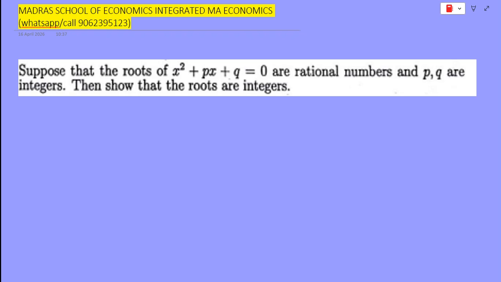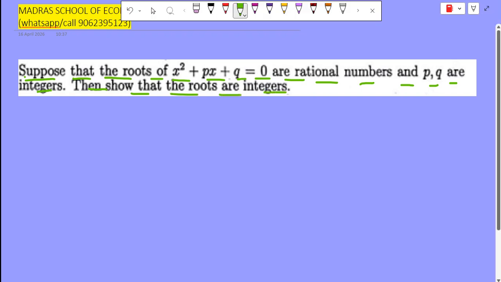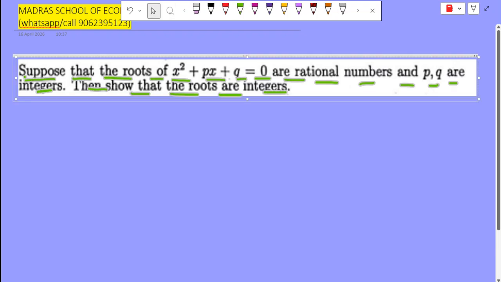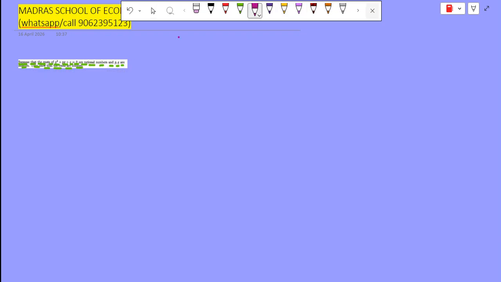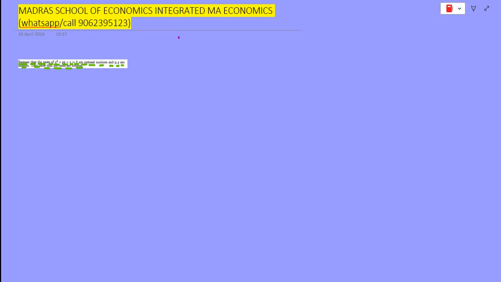So let's look at our question first. The question says, suppose that the roots of x square plus px plus q is equal to 0 are rational numbers and p and q are integers. Then show that the roots are also integers. Okay, so let me make some space to write.